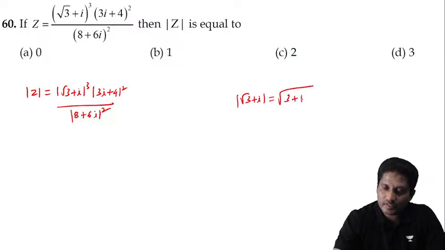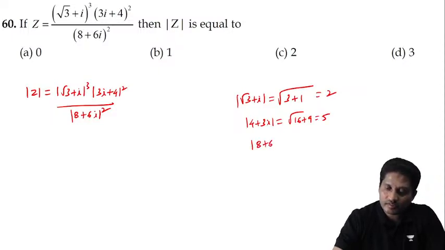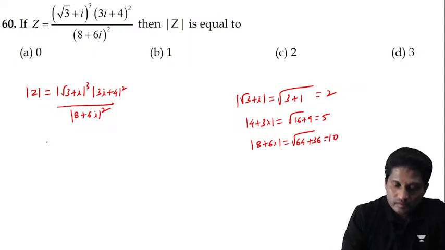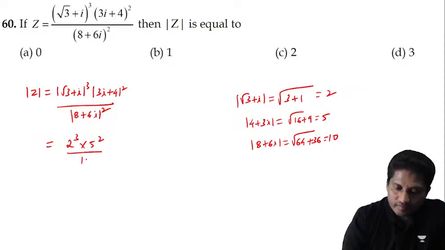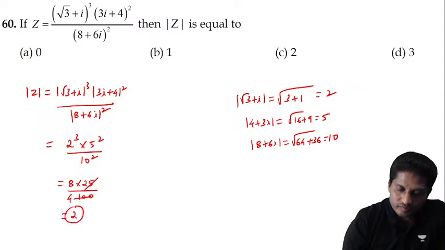Root 3 square is 3, plus 1. Root 4 is 2. Modulus of 4 plus 3i, the root of 16 plus 9 equal to 5. Modulus of 8 plus 6i, the root of 64 plus 36. Root 100 is 10. Okay, this is 10. It becomes 2 cube times 5 square divided by 10 square. 8 into 25 divided by 100. Cancel 4 times. 8 by 4 is 2. Answer is option C.